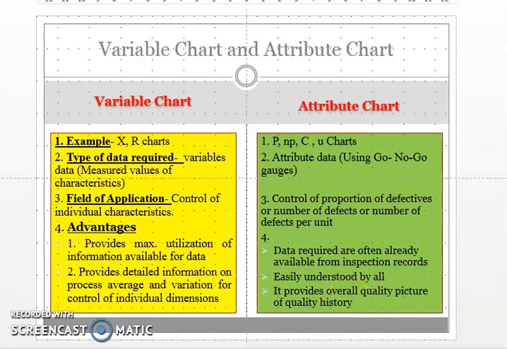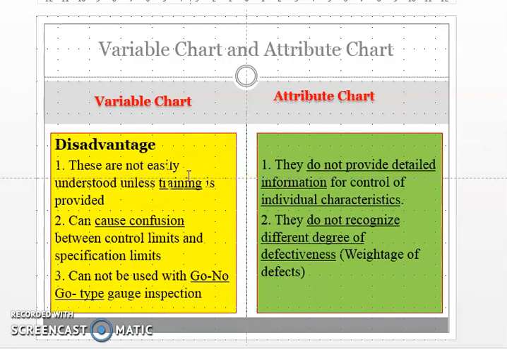The next is the disadvantages of variable chart and attribute chart. This is the fifth point. Disadvantage: these are not easily understood unless training is provided. The X bar chart and R chart require training. They can cause confusion between control limits and specification limits, and they cannot be used with go no go type gauges, because with attribute data we are using go no go type inspection.